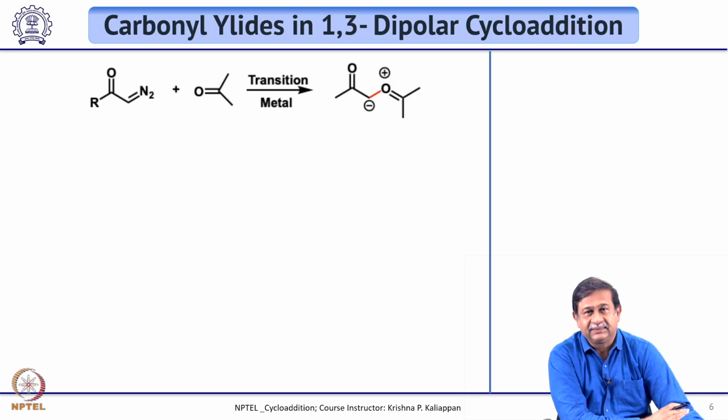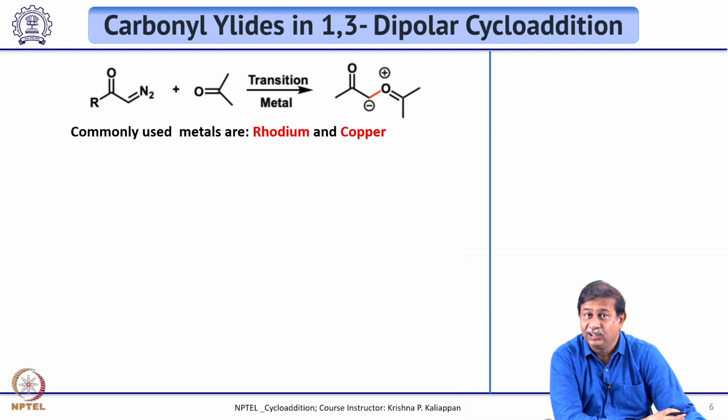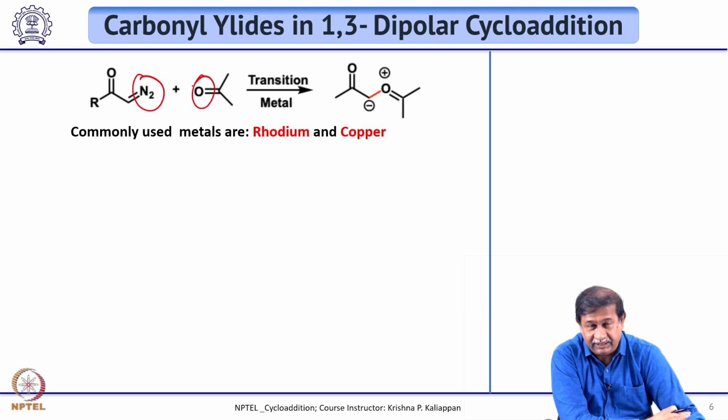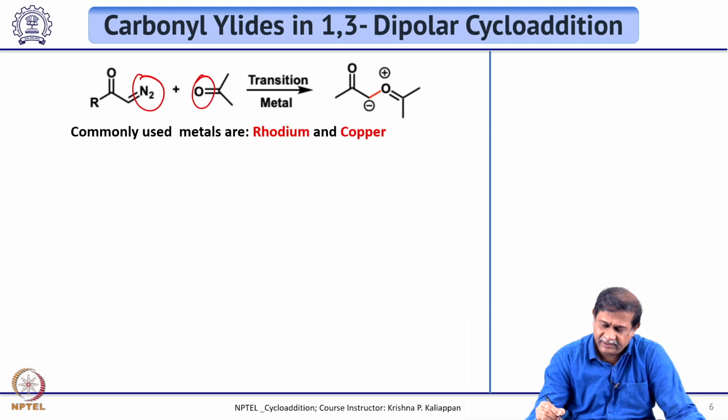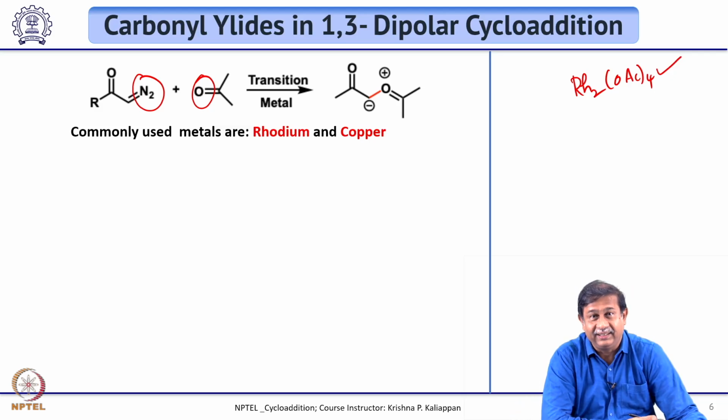Then, as I said, there are many methods to form carbonyl ylides. One of the methods is to use a transition metal. Copper is routinely used, but when you use copper, normally to make this carbonyl ylide, you have to heat it. However, if you use rhodium, the same thing can be done at room temperature. Sometimes you can even do it at 0 degrees. So you take a diazo compound and treat with any carbonyl compound in the presence of rhodium. The standard rhodium catalyst used is dirhodium tetraacetate.